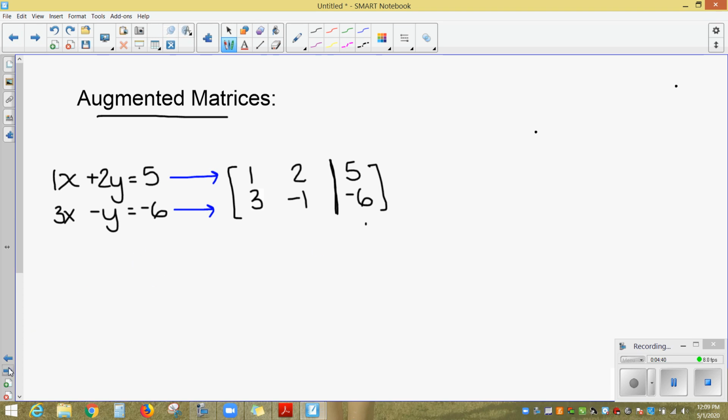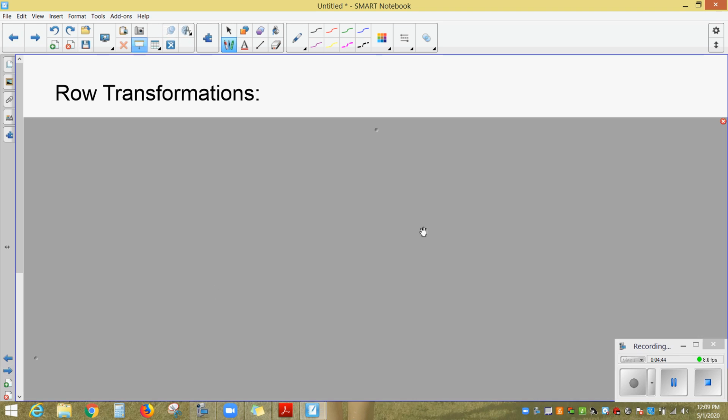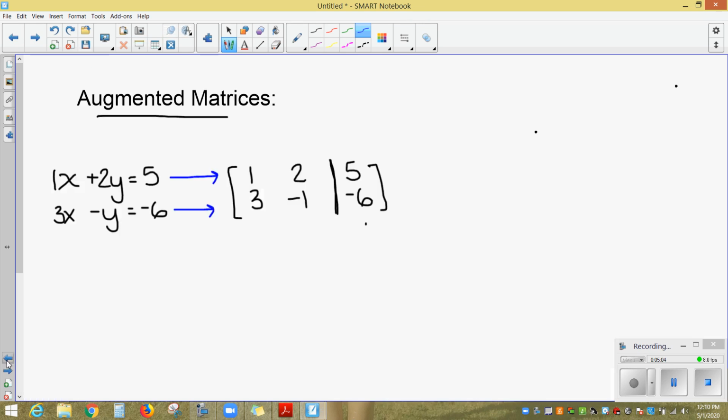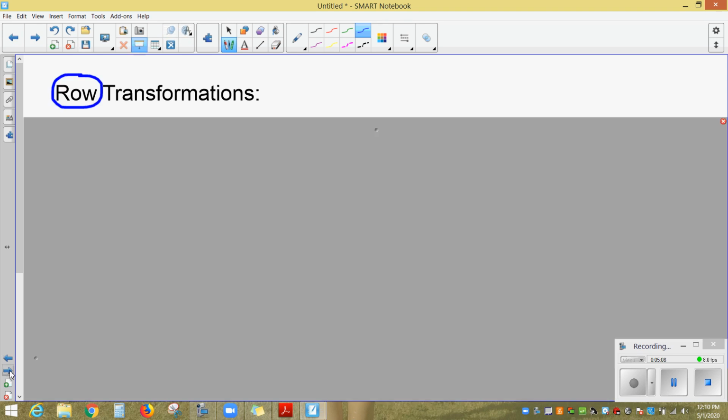Now, when we're working with our matrices, there are only certain things we're allowed to do. We have to be careful that we follow all the rules and we don't mess anything up. One of the things we're going to do is called row transformations. I do understand that we have the word row here, so those are our horizontal. The top row represents one equation and the bottom row represents the other in this example.